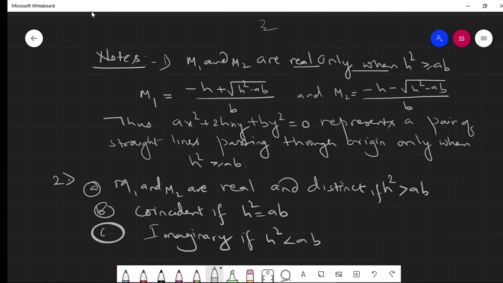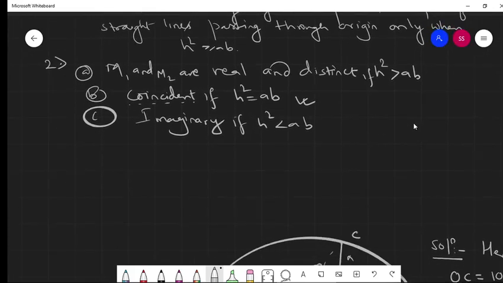From here you can see, if these two are equal, minus h by b, and here also minus h by b, we will get a real root if that is positive, and an imaginary root if that is negative. If that is equal, we will get the same slope. That's why they are coincident. If h square equals ab, the m1 value is minus h by b, and the m2 value is also minus h by b, which is the same. That's why they are overlapping or coincident, that is, the same slope.